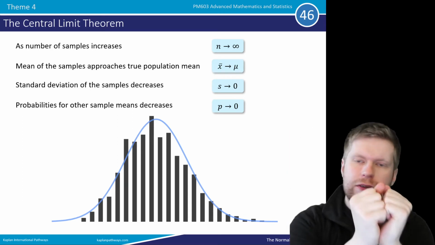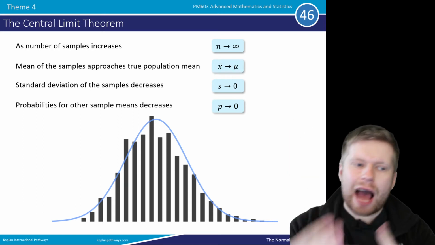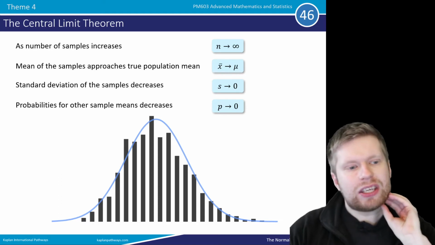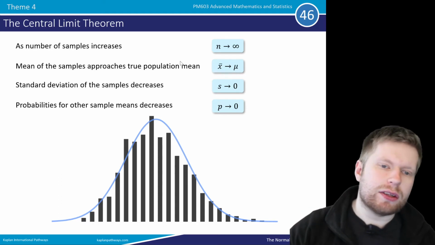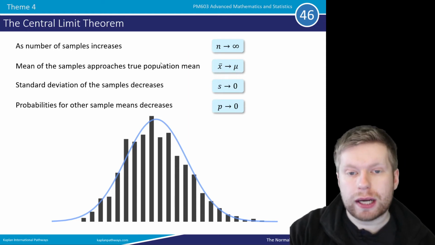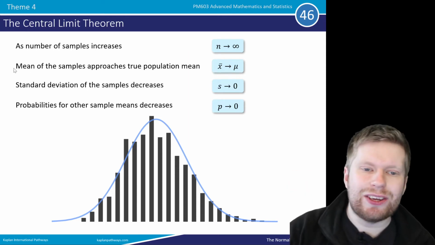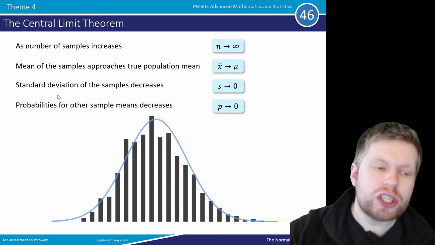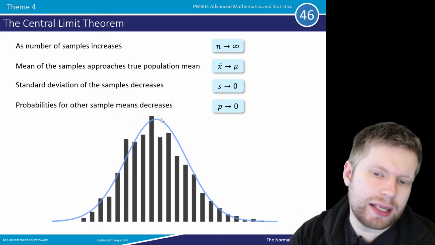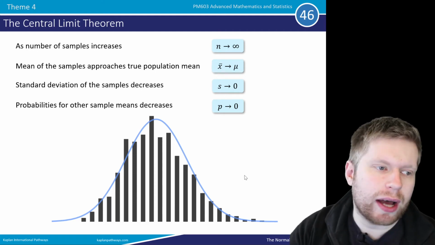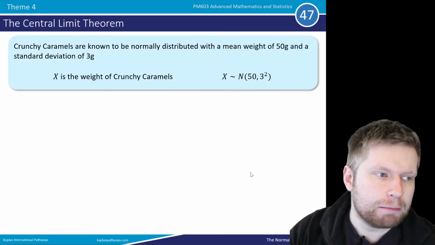So okay, I've got myself a sample statistic. Well, you need to consider how many things are in your sample. And the idea is that as you consider more samples, then it should be the case that the mean of the samples approaches the true population mean. So you're more confident in your mean of your samples. And also the spread of the distribution decreases, which means that the probability for other sample means decreases. So the probability of getting outliers should effectively decrease, okay?